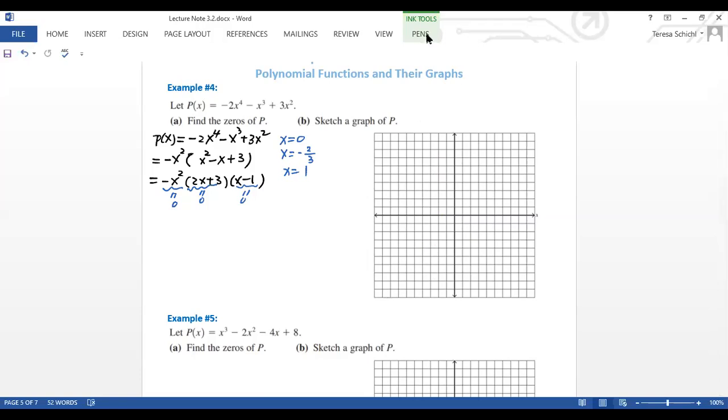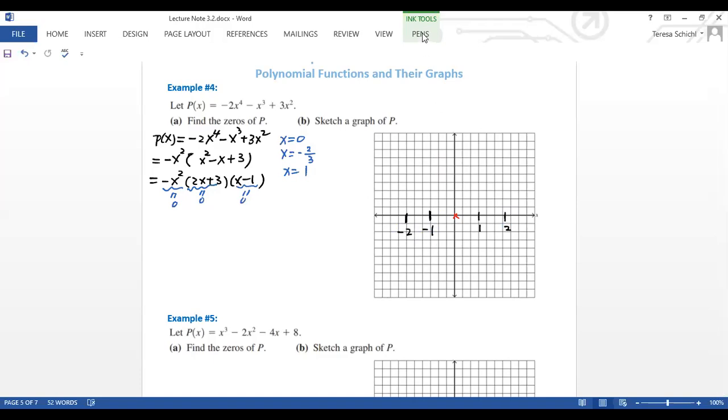Okay, so let's try to mark it. So x equal to 0 is here. x equal to negative 2/3. Let's put 1 a little bit bigger so that we can graph better. So now let's say here, this is 1. So 1, 2, 3. This is negative 1, 1, 2, 3. So we can graph better here.